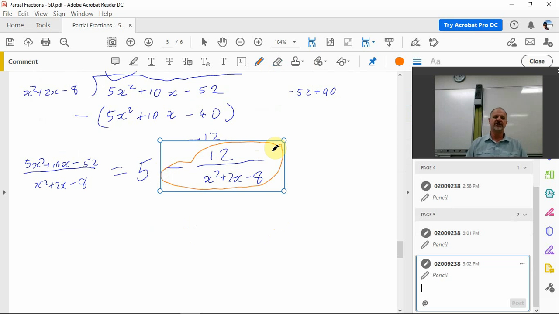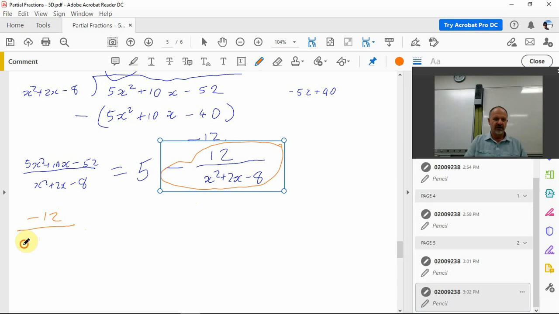All right, so I just need to do the partial fractions on this bit, and then I can bring that back and put it back in there. So let's do the partial fractions on that. I'm going to go negative 12 over x squared plus 2x take 8 is equivalent to a over something plus b over something.